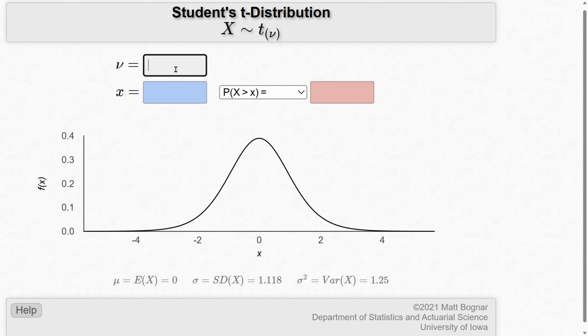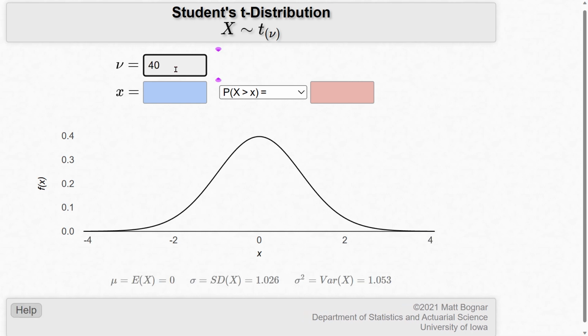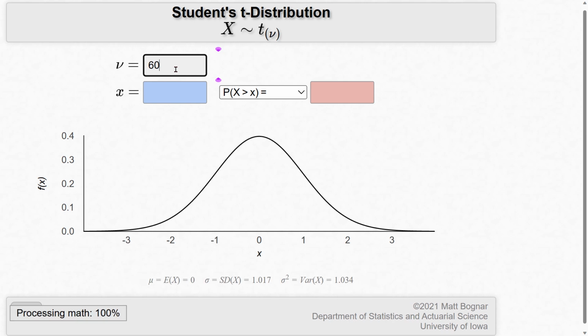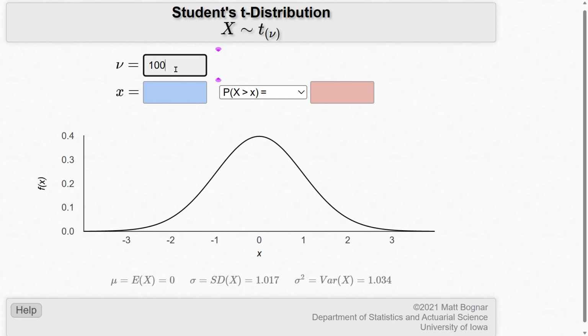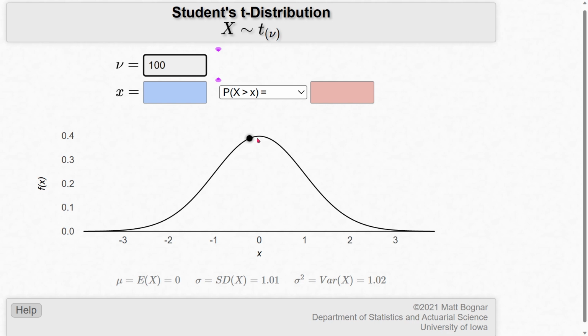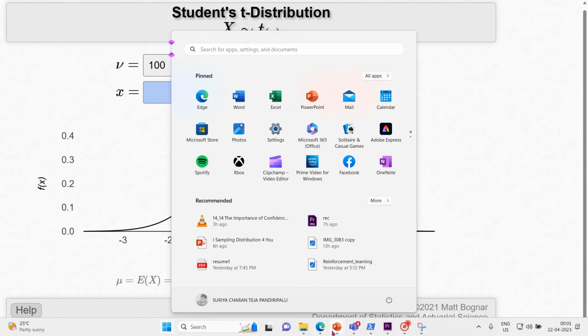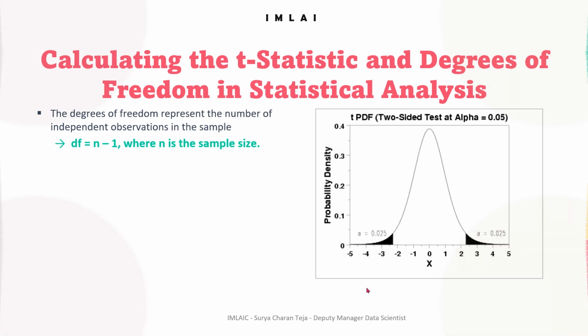I'm increasing the sample size, of course, the df, but df is sample size minus 1. Better, much better. Okay, so that's what degrees of freedom is for us. So now let's get back to our work. Now let's calculate the t statistic, because I hope you're clear about degrees of freedom. So now let's move on to the t statistic.